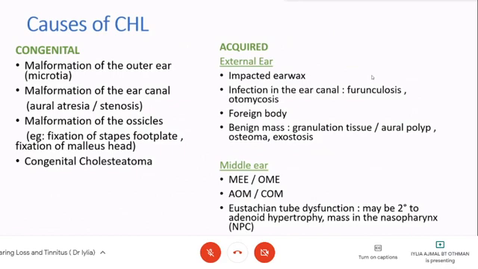So another thing we usually test you on in your exams would be the middle ear type of conductive hearing loss. Okay, it can be middle ear effusion, acute otitis media, okay, or even a deep perforation can cause conductive hearing loss.